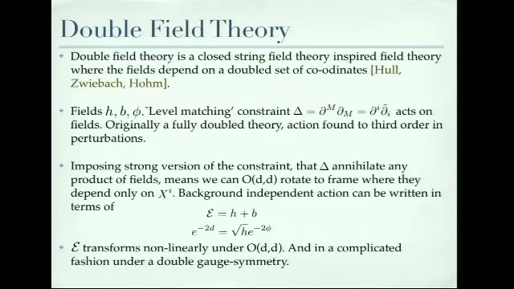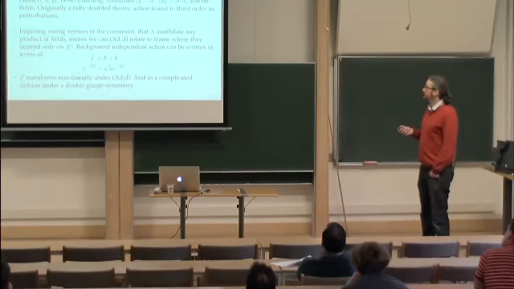Originally the aim was to find a fully doubled theory in which the fields were general with only this constraint. But in fact, in order to make progress, we really have to restrict to the case where we have a stronger version of the constraint. Not only should this Delta annihilate all the fields, it should also annihilate products of fields.